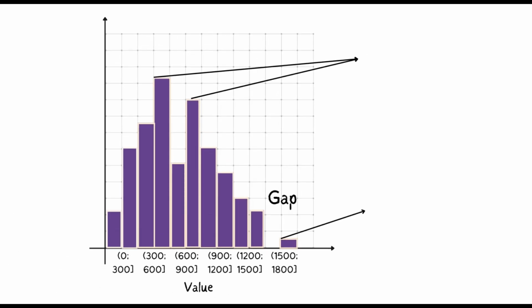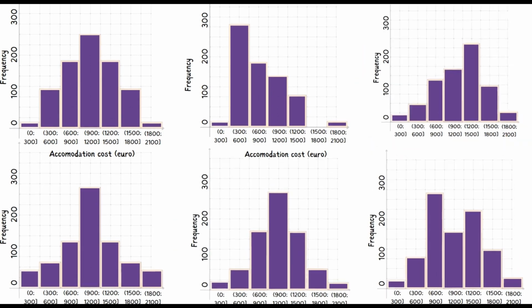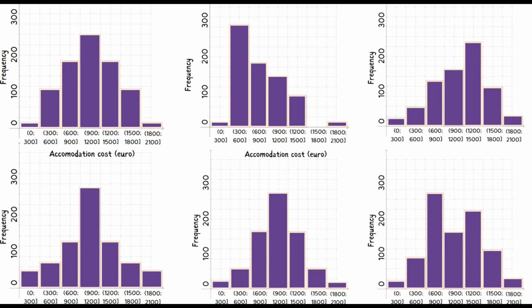A different number of bins can tell a different story. A histogram with 2 peaks is said to be bimodal, or with more peaks, multimodal. Gaps can indicate the existence of outliers if they are present in the tails of the histogram. Each one of these histograms represents a distribution of accommodation cost for different cities.